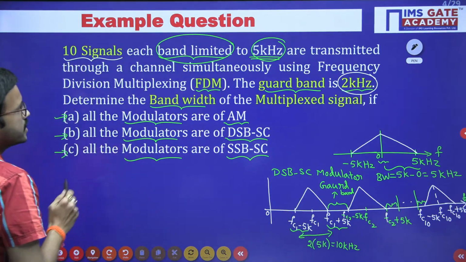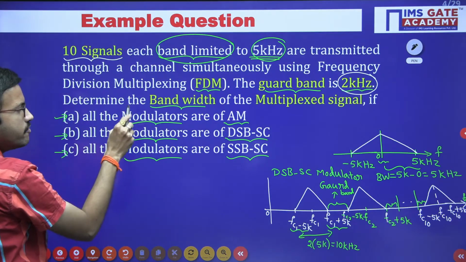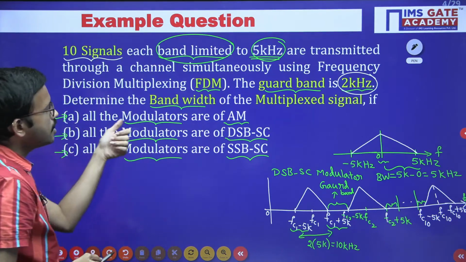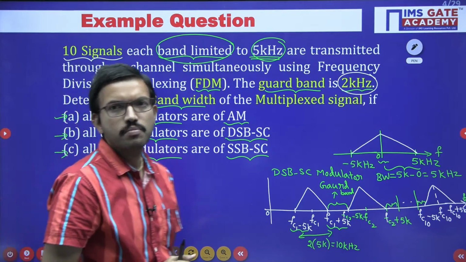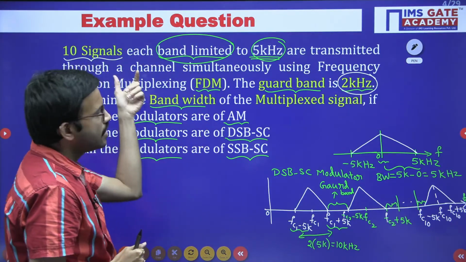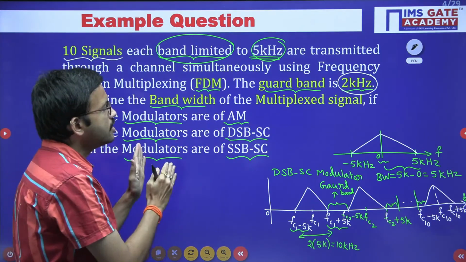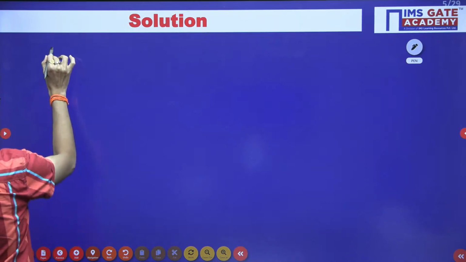Now let us determine the bandwidth of the multiplexed signal if all the modulators are AM. I hope all of you know the formula for the bandwidth of an AM signal, when you are using the message signal and the carrier signal. Now let us solve this question.